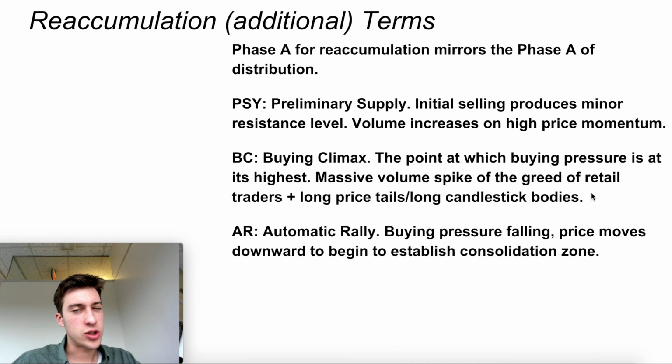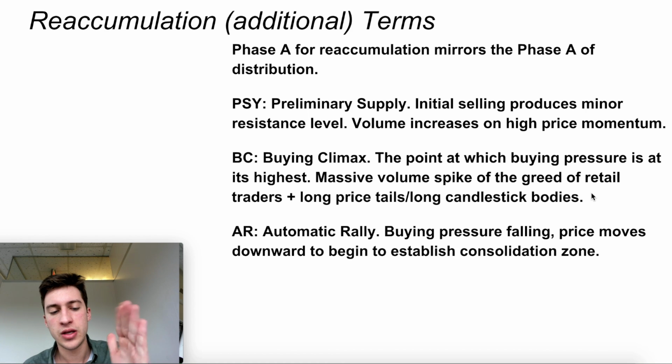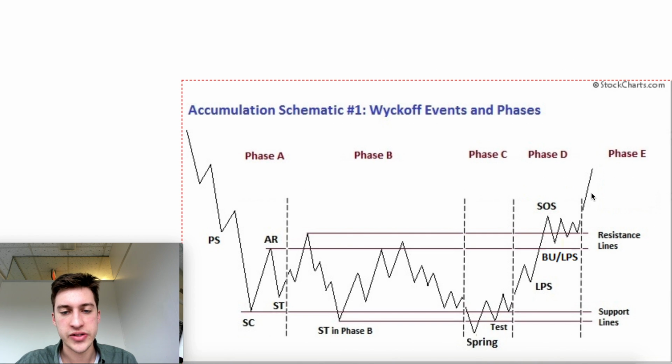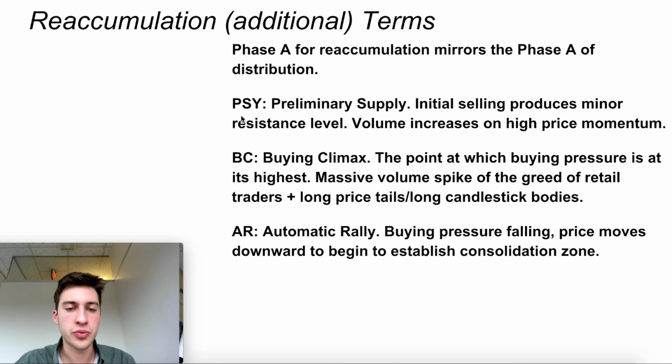Okay, so one thing I do want to mention before we go on to distribution and the terms that you find there is reaccumulation. This is going to be a bit different. Reaccumulation refers to when price goes up, consolidates, and then continues moving up. That consolidation phase is called reaccumulation. Everything will be the exact same, except phase A is going to be a little bit different. So with reaccumulation, we're going to see these three factors here.